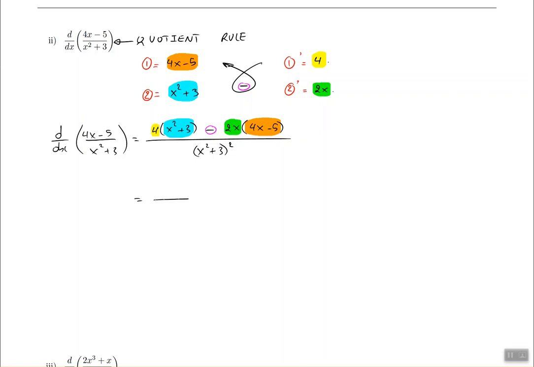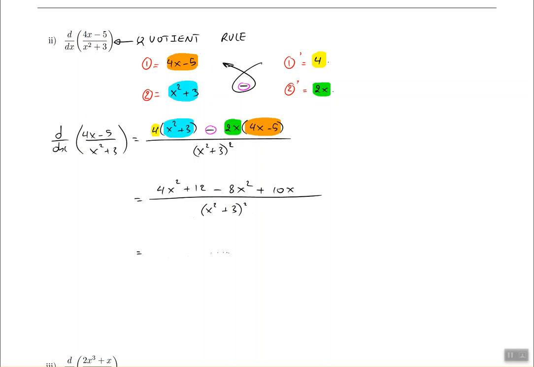So at this point, I'm just going to start by FOILing everything on the numerator. And when I do that, I'm going to end up with 4x squared plus 12 minus 8x squared plus 10x. And again, the denominator is not going to be touched. So we're just going to copy it and just move on.